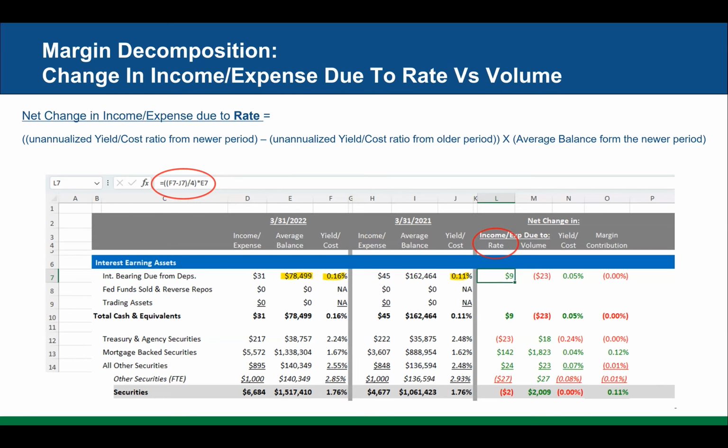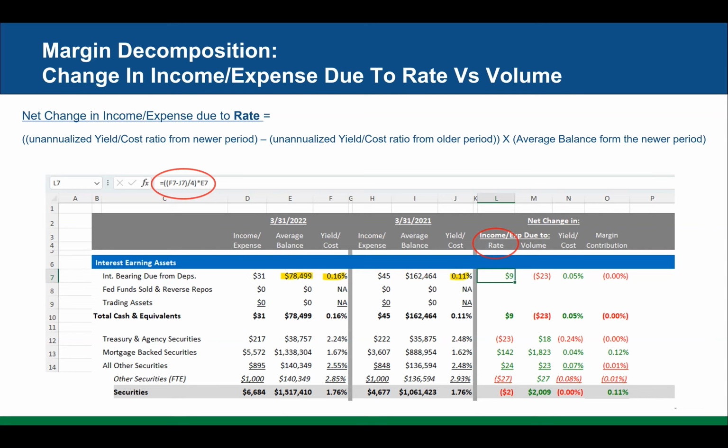And so the way you calculate the change in income due to rate, for example, is by taking the change in rate, the change in yield. So about 16 basis points minus 11 basis points, so it's a 5 basis point change in yield. And you multiply that by the average balance, the newer average balance. And that lets you know of that, what, $14,000 change.